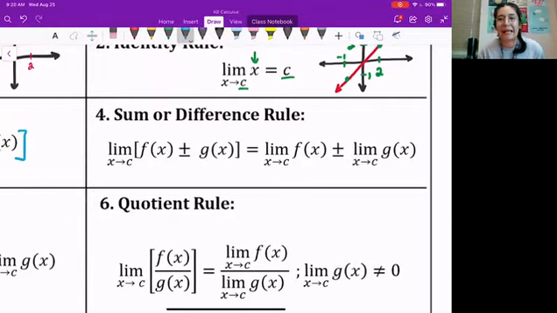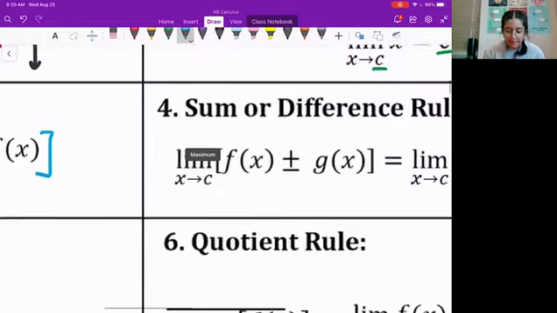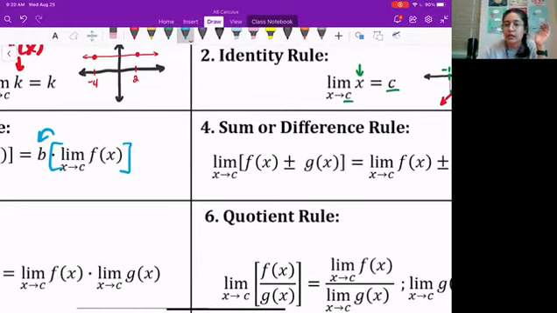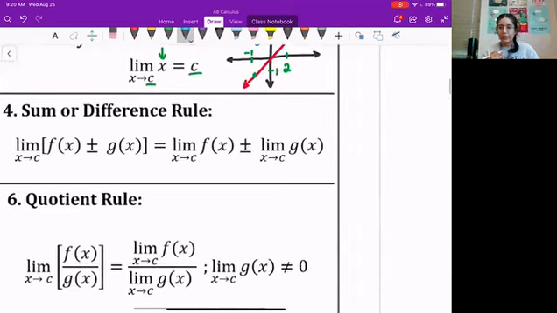Sum and difference rule. This one's going to come up a lot. If I have a limit and I'm adding 2 functions, the limit as x approaches 3 of f of x plus g of x, again, how am I supposed to add 2 graphs? What does that even mean? You can just take it one at a time. Find the limit of f, find the limit of g, and add them together. I think this will make more sense when we get into some examples. So if you're sitting there like, what is she saying? Just bear with me till we get to the examples.